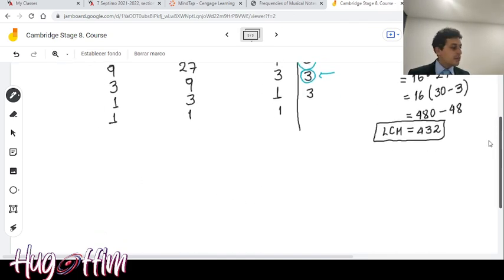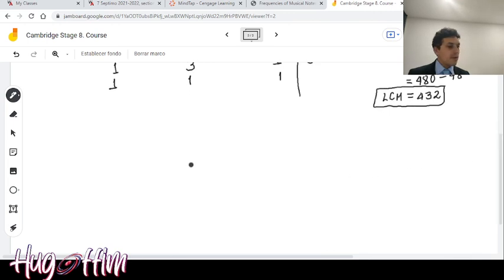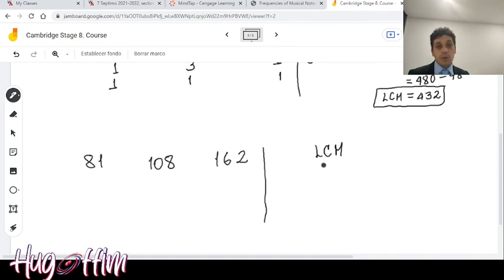Just to end, practice, and like if you understand this method, comment if there's any question, but more important, tell me what will be the least common multiple, and the highest common factor or the greatest common factor of these three numbers, 81, 108, and 162.